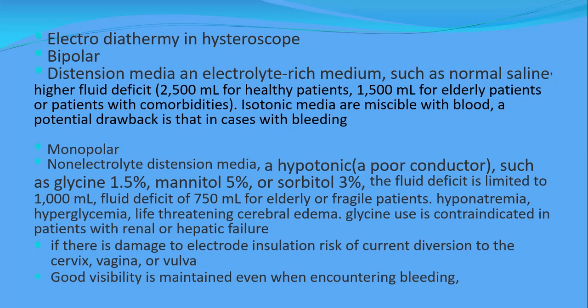Monopolar. Non-electrolyte distension media, a hypotonic, a poor conductor, such as glycine 1.5%, mannitol 5%, or sorbitol 3%, the fluid deficit is limited to 1000 ml, fluid deficit of 750 ml for elderly or fragile patients. Hyponatremia, hyperglycemia, life-threatening cerebral edema. Glycine use is contraindicated in patients with renal or hepatic failure. If there is damage to electrode insulation, risk of current diversion to the cervix, vagina, or vulva. Good visibility is maintained even when encountering bleeding.